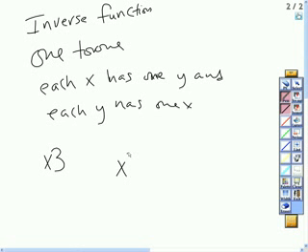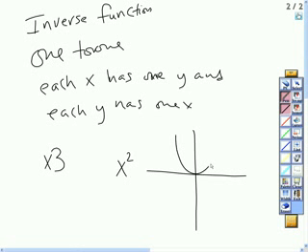What about squaring a number? x squared. Does it have an inverse? Well, x squared looks like this, right? Clearly it's a function because it passes what? The vertical line test. That's sweet. It passes the vertical line test. Will its inverse be a function? Why not? Why not?